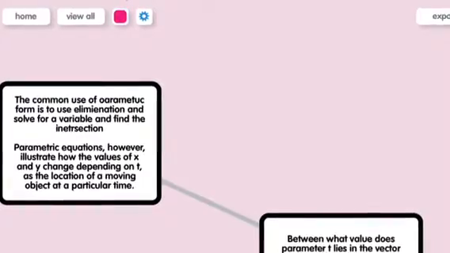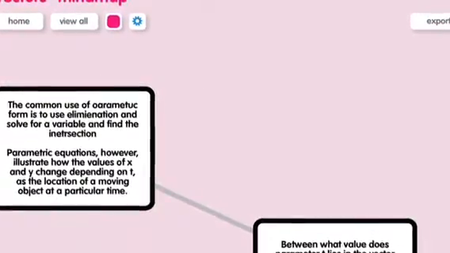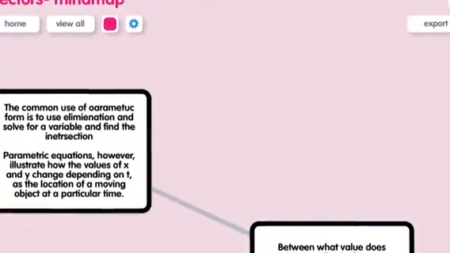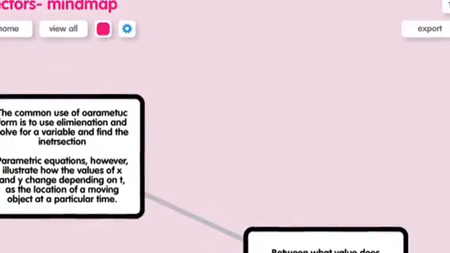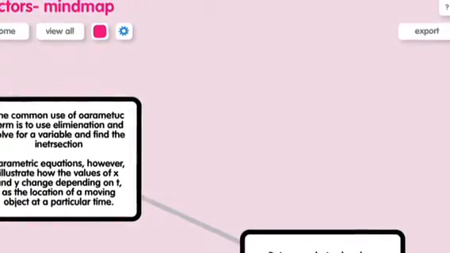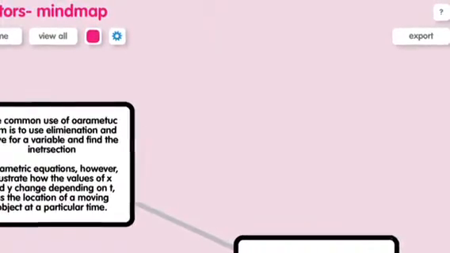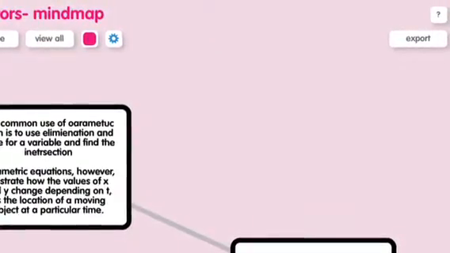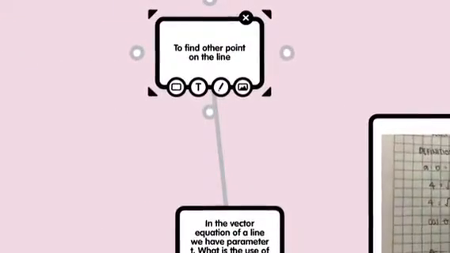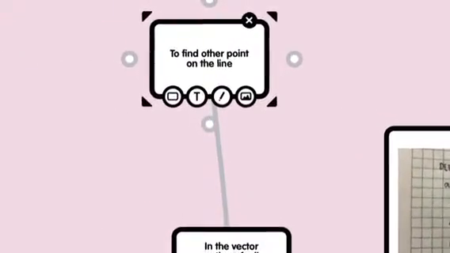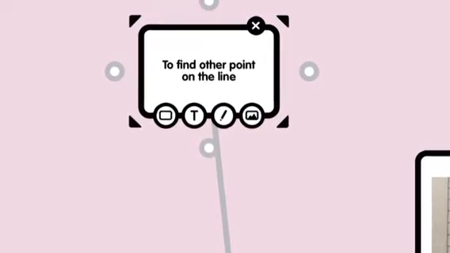The common use of parametric form is to use elimination and solve for a variable and to find the intersection. Parametric equations, however, illustrate how the values of x and y change depending on t, as the location of a moving object at a particular time. Finally, it's important to highlight that the parameter t is used to find another point on the line.